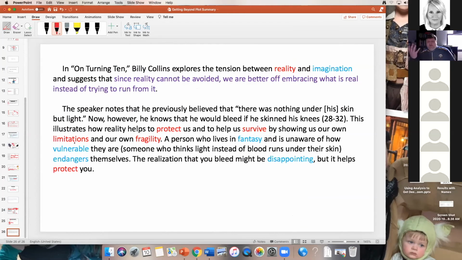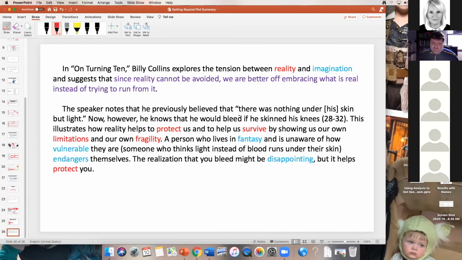So let's say I was going to write an essay on the Billy Collins poem "On Turning Ten." Let's say I pick the thesis statement: it explores the tension between reality and imagination and suggests that since reality cannot be avoided, we are better off embracing what is real instead of trying to run from it. Now, I picked one part of this poem that I think proves that we're better off embracing reality.